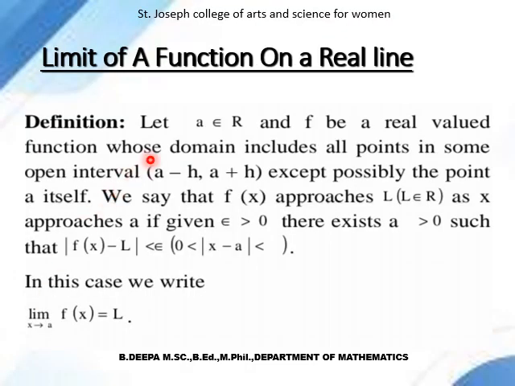Limit of a function on a real line. Let a belong to R and let f be a real valued function whose domain includes all points in some open interval a minus h comma a plus h, except possibly the point a itself. We say that f of x approaches L as x approaches a if, given epsilon greater than 0, there exists delta greater than 0 such that modulus of f of x minus L is less than epsilon. In this case, we write limit x tends to a of f of x equals L.